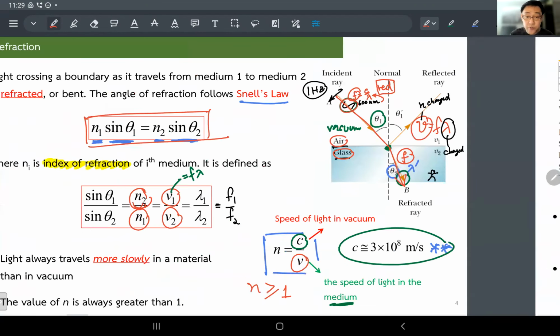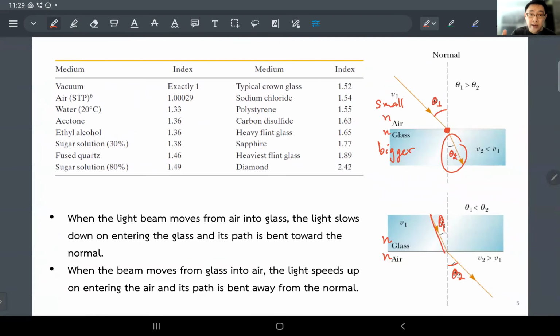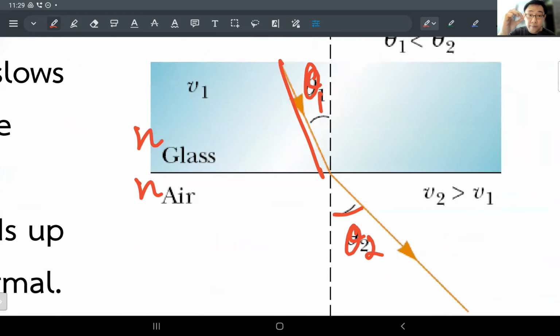Because Snell's law is a product, when n is big, theta will be small. When n is small, theta will be big. That's always the case. Going from small n to bigger n, the refracted ray will tend to bend toward the normal. On the other hand, when you go from big n to a smaller n, the theta on the refracted ray will be bigger than the incident one. So in this case, the ray will bend away from the normal.